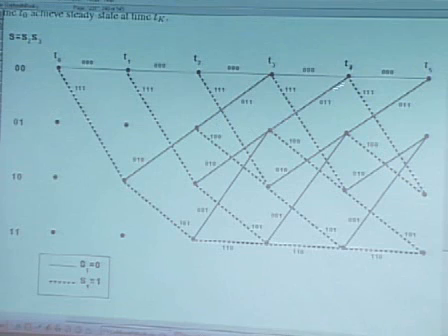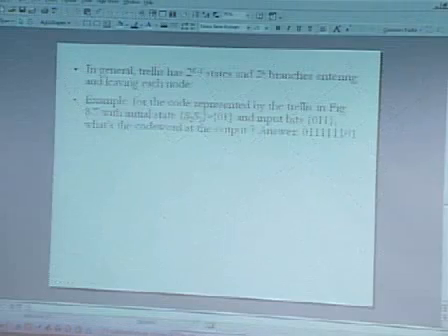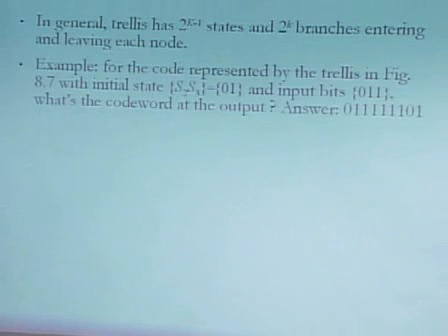So any transition from here to here outputs 0, 1, 1. So going from here to here, I'm going to output 0, 1, 1. Then going from here to here, I'm going to output 1, 1, 1. And then I'm going to output 1, 0, 1. And that's, if I'm not mistaken, the right solution. So out of this initial state and these 3 bits, we're going to produce 0, 1, 1, 1, 1, 1, 0, 1. That's the code word for these 3 bits.